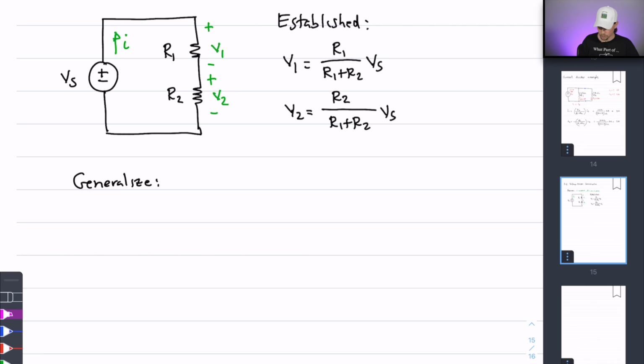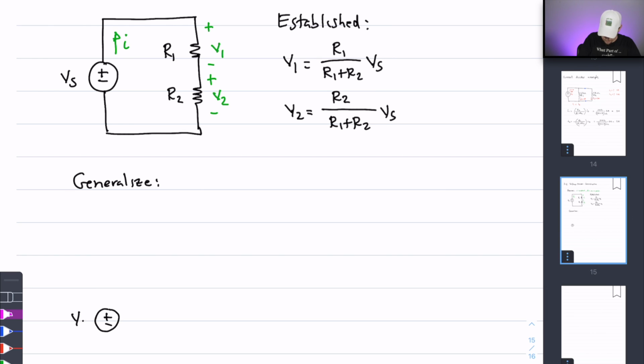The way we're going to do it is we're actually going to draw our circuit, and then by taking a look at the mathematical form of the two formulas that we established previously, as well as some of the properties, we can write down an equation to calculate the voltage across any one of the arbitrary resistors contained within our voltage divider. So the generalization of this voltage divider looks like the following.